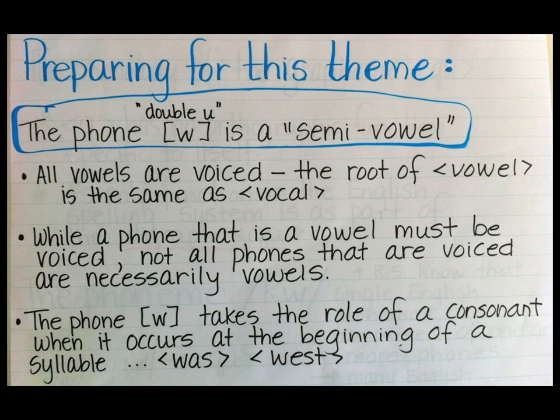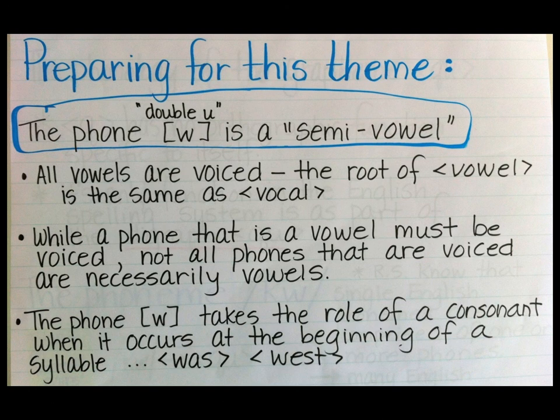That's the whole point. So to begin, the phone W is a semivowel. And we've talked about this in an earlier theme. It's a semivowel because essentially it's a double U, U being a vowel. All vowels are voiced. The root of vowel is the same as vocal. While a phone that is a vowel must be voiced, not all phones that are voiced are necessarily vowels. The phone W takes the role of a consonant when it occurs at the beginning of a syllable.